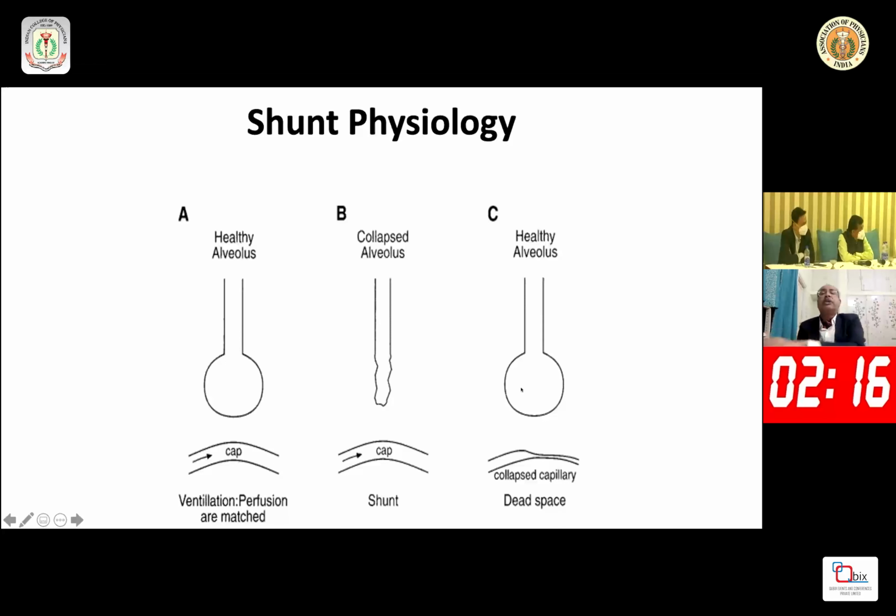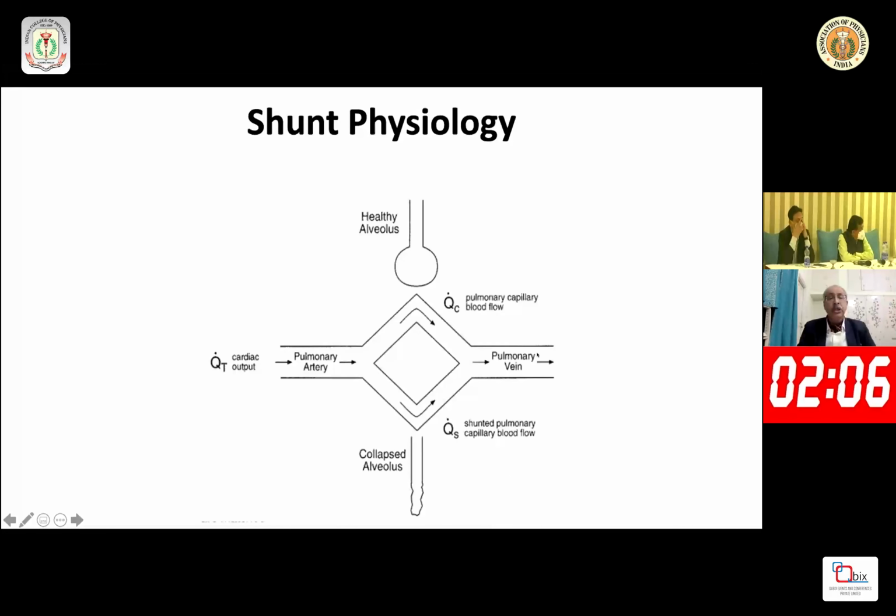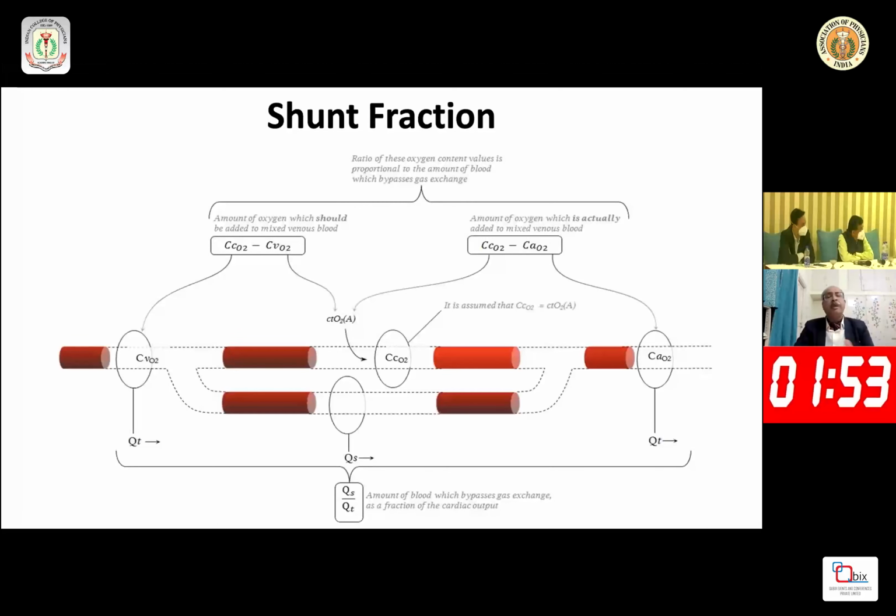The extreme on the other side is dead space, where there is no flow and there is all ventilation. Pulmonary embolism and low flow states are classical examples of that. So it is important that two things interact very closely: the distribution of ventilation and the distribution of perfusion. Now, I think we will simply look at it.